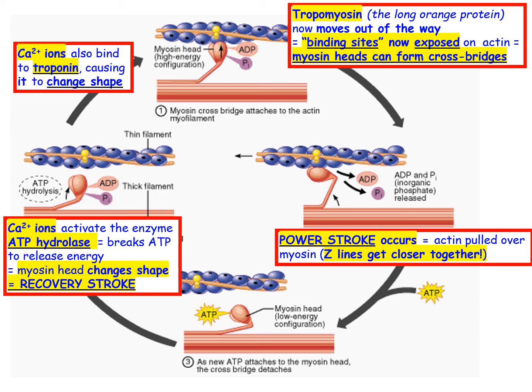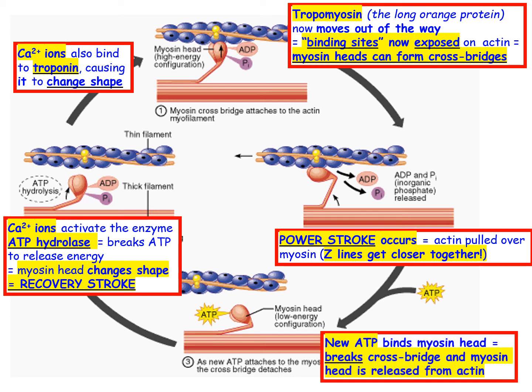Now, once we've had the power stroke, a new molecule of ATP is going to bind to the myosin head, and that breaks the cross bridge between the myosin head and the thinner actin filaments. So the myosin head is released from the binding site, and that's represented on the bottom of the diagram. Every new ATP that combines to the myosin head causes the cross bridge to break. The myosin head is then released from the actin filaments, so the cross bridge is broken.